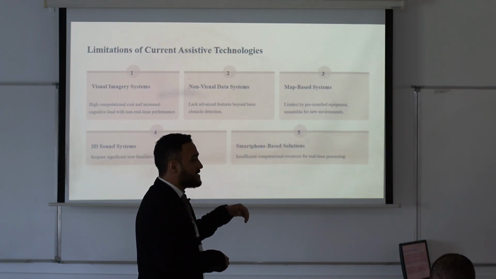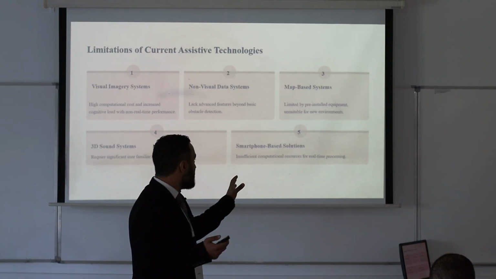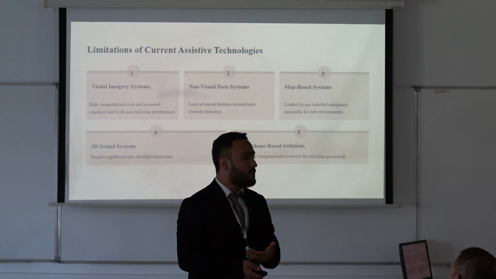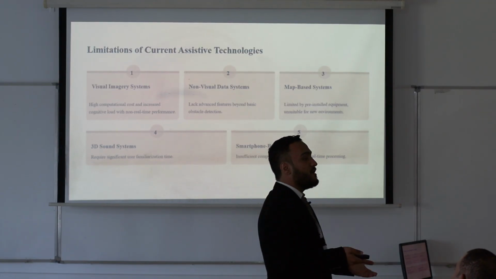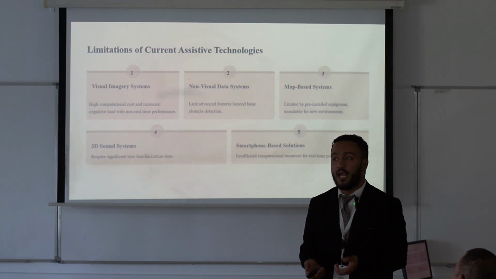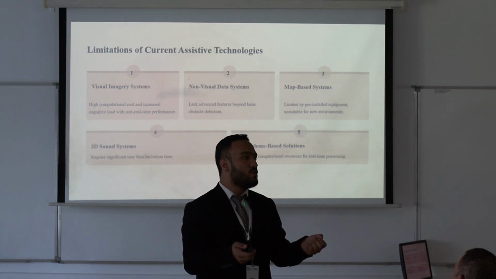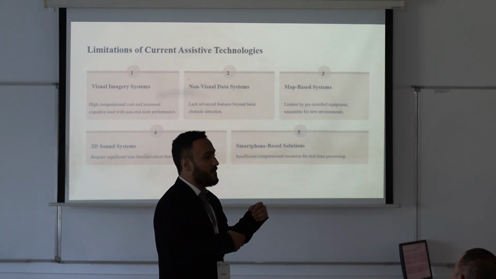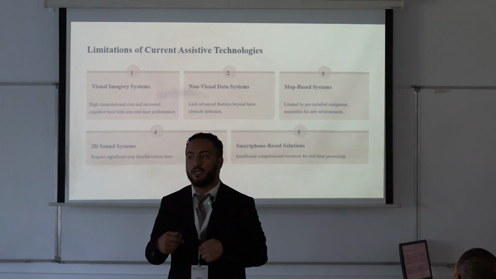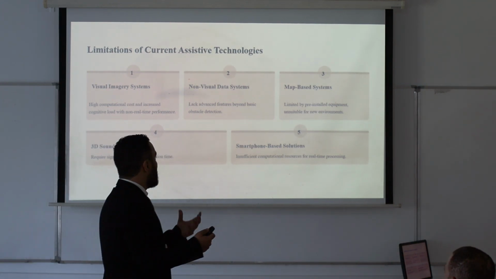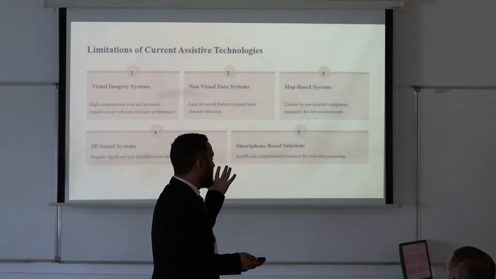The fifth category, which is the most common, is the smartphone-based solution. We can have an app on the smartphone that can assist users in their everyday tasks and in their navigation. However, these solutions are limited by the computational resources of the smartphone. We cannot implement a lot of AI models, and some features cannot be implemented in these solutions.